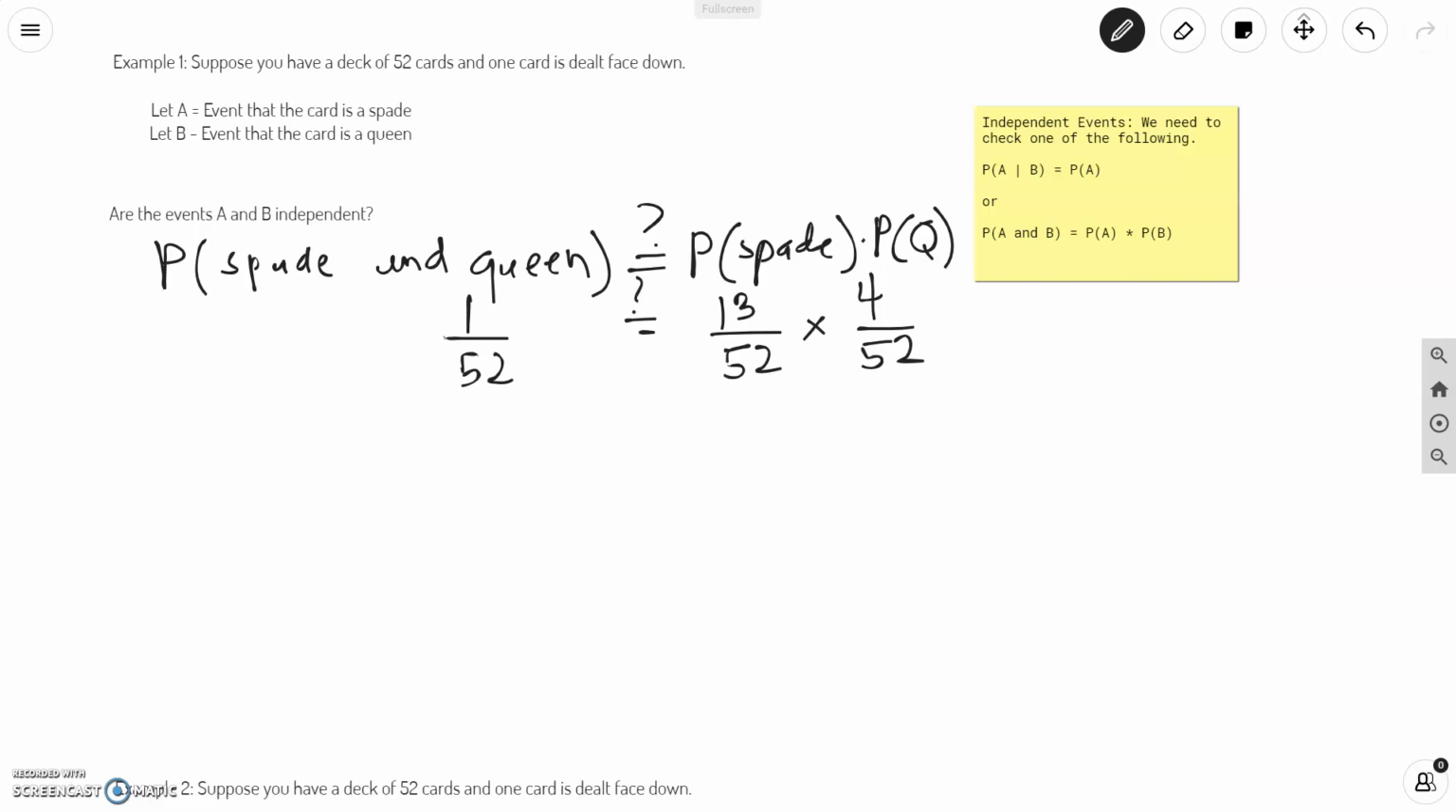And so here, we're going to multiply the right-hand side out and see if it matches the left-hand side. So 1 over 52, is it going to be equal to 13 over 52 times 4 over 52? So if you solve that out quickly, the right-hand side does equal 1 over 52. So here we can conclude that the events are independent because the left-hand side agrees with the right-hand side.